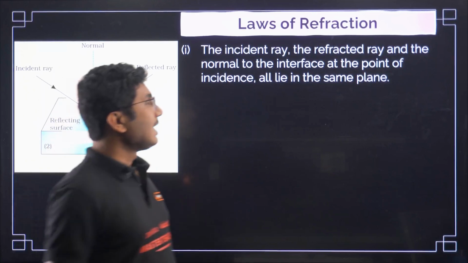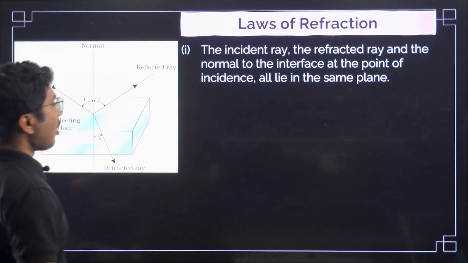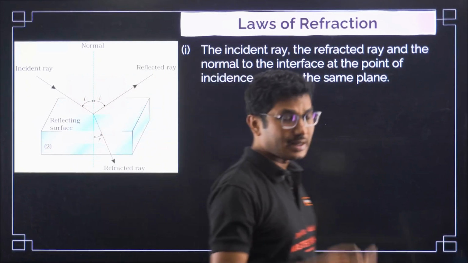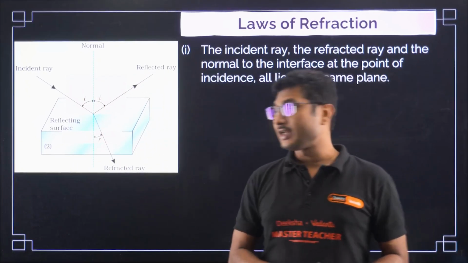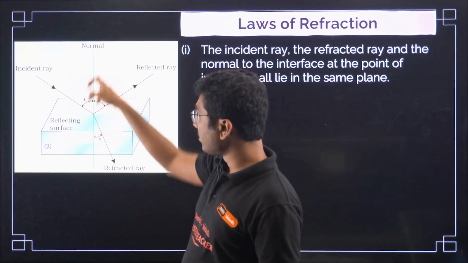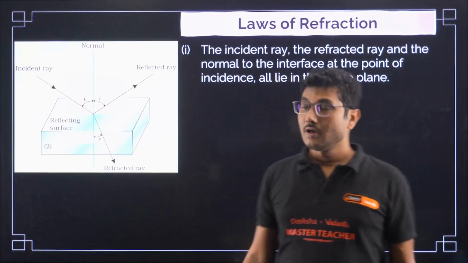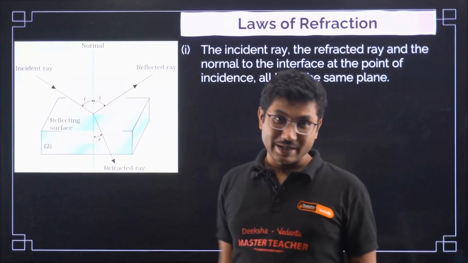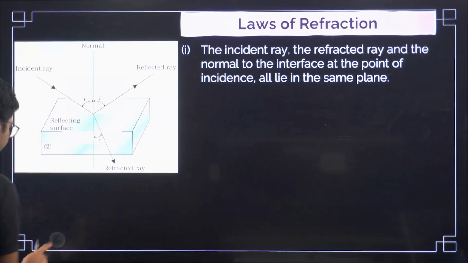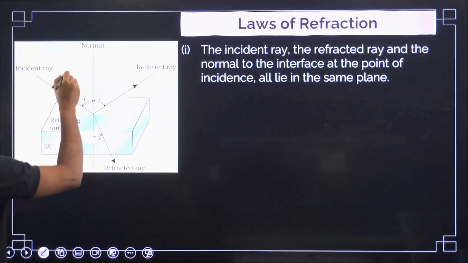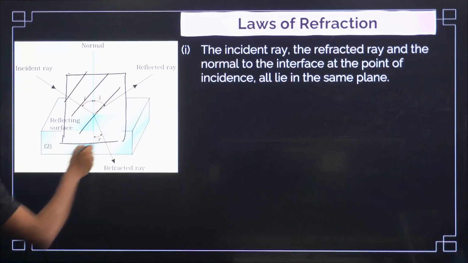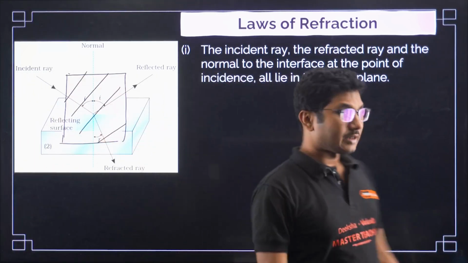The incident ray, the refracted ray and the normal to the interface at the point of incidence all lie on the same plane. So this is similar to the second law of reflection, right? The incident ray, the refracted ray and the normal drawn at the point of incidence all lie on the same plane. You can see there is a plane shown over here.